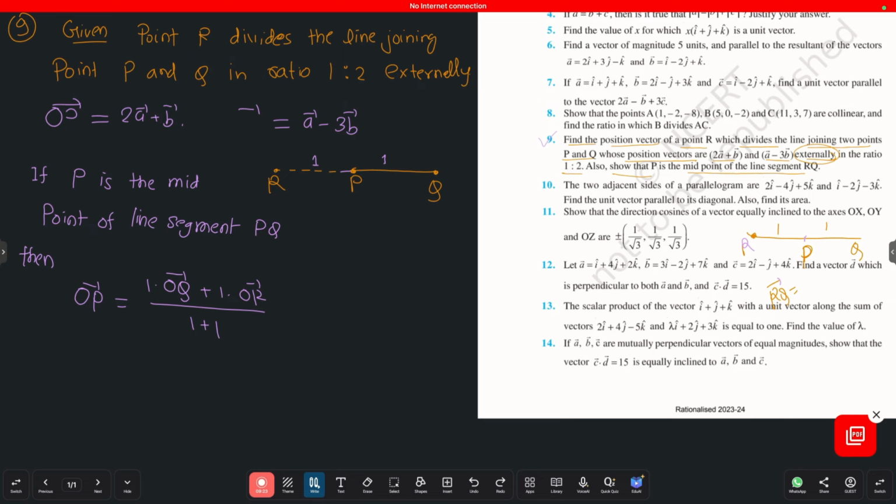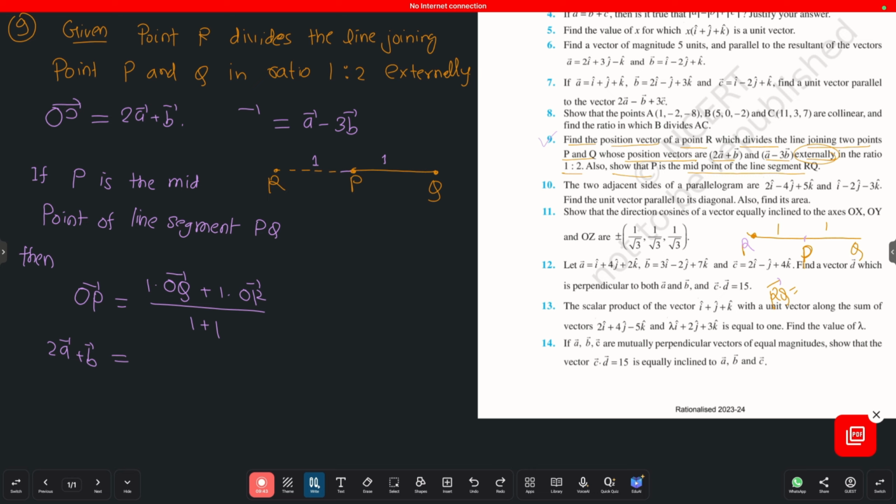Whatever answer we get, OP vector we already know is 2A plus B. If this answer also comes 2A plus B, then we can say that P is the midpoint, otherwise not. And it will definitely come, because we are trying to prove that.